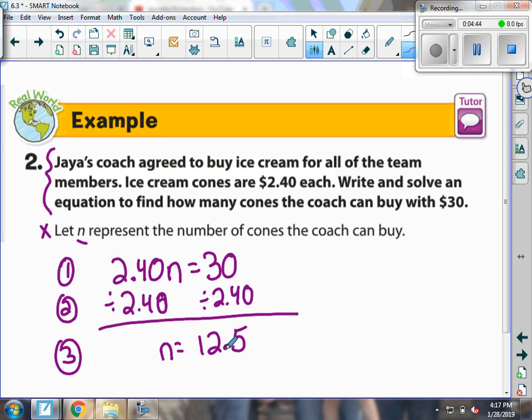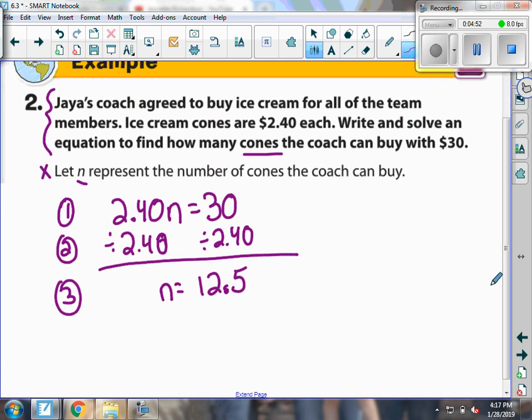Okay. But what are we talking about? We're talking about ice cream cones. Can you buy half of an ice cream cone? No, you can't. So what do we have to do with this number? We're going to have to round it. But are we going to round up or are we going to round down? This is kind of tricky. We're going to round down, and here's why. This is one of the few cases where you do that.